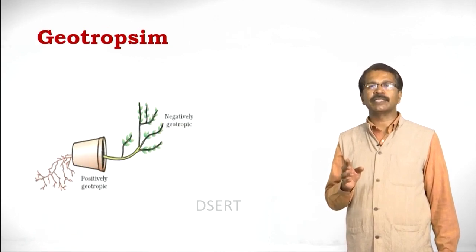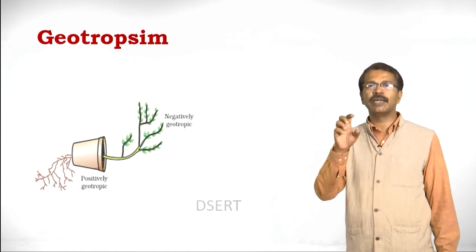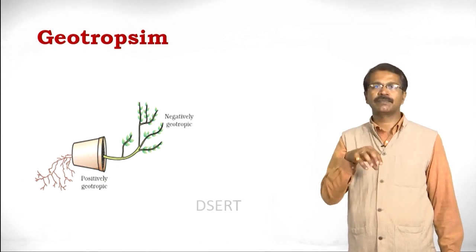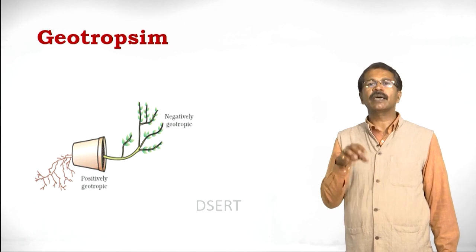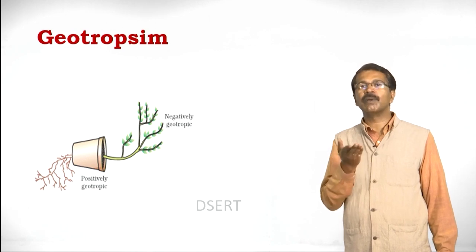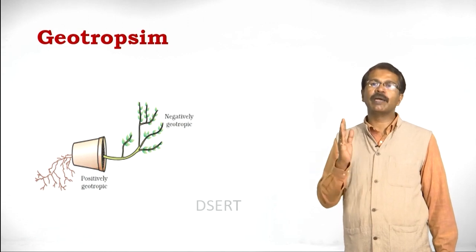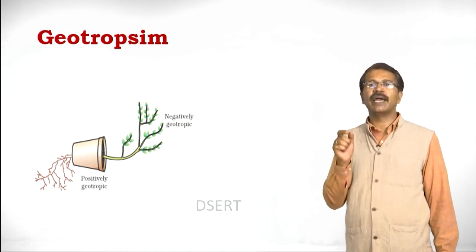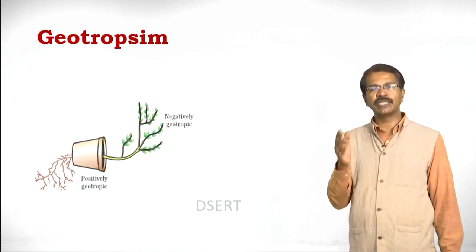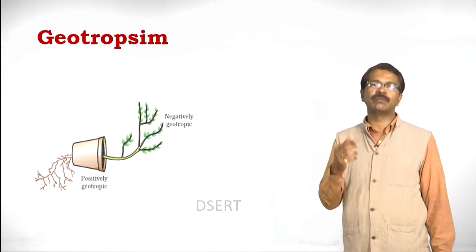Next is geotropism. Yes, look at the diagram. Here the potted plant, the pot is kept horizontally. The roots are coming out of the pot and they are moving towards the earth, towards the soil. Here the roots are positively geotropic, whereas the shoot system, in the beginning it was horizontal, further it straightens up and moves erect. Here you can say that shoots always move upwards, away from the soil. Hence the shoot system is negatively geotropic, moving away from the earth.